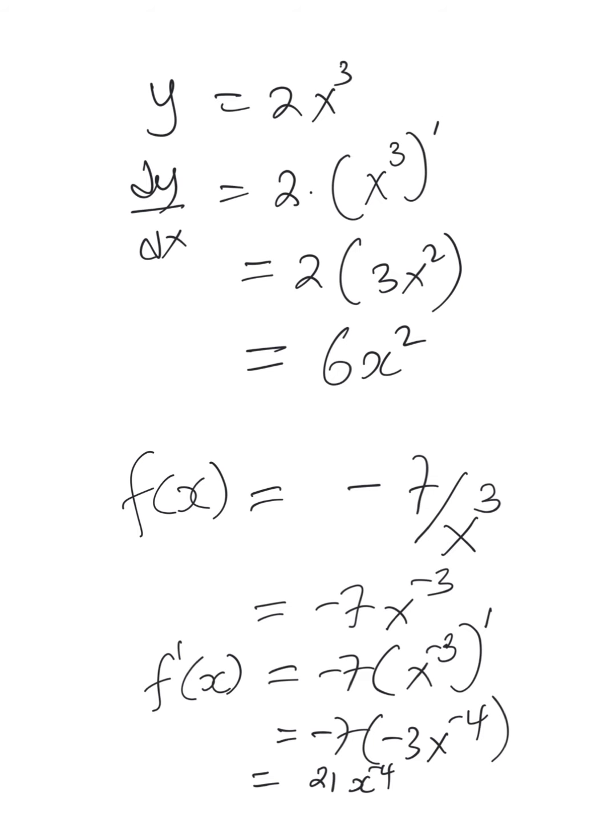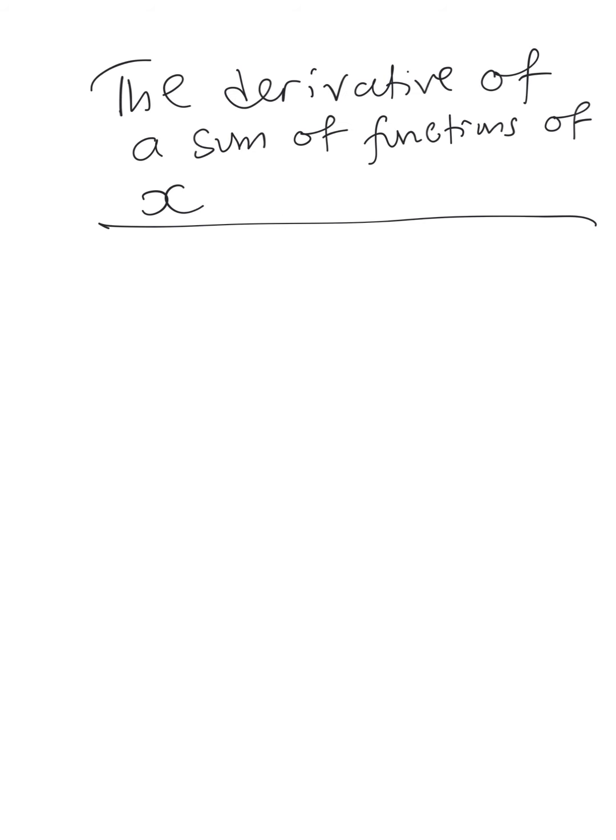Okay, so that's how we look at a constant and then a power of x. If you have a coefficient and a power of x, the coefficient is not affected. It will just multiply with the derivative of the power of x. Next, we talk about the derivative of a sum of functions of x.